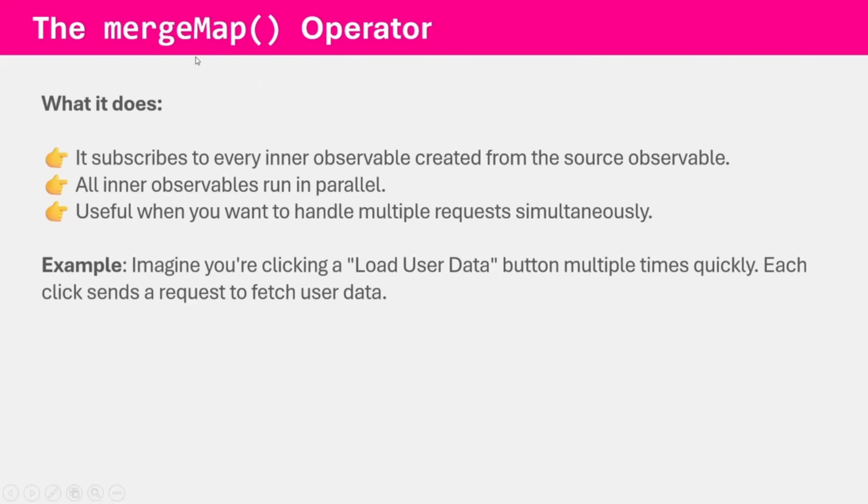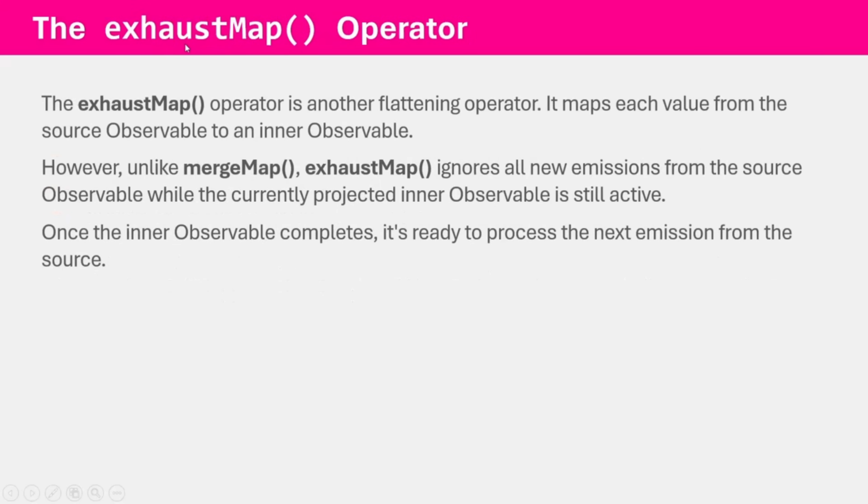Now, just like mergeMap, we also have exhaustMap. So exhaustMap operator is another flattening operator, and it maps each value from the source observable to an inner observable, just like mergeMap. But exhaustMap ignores all the new emissions from the source observable while the currently projected inner observable is still active. Okay, and once the inner observable completes, it's ready to process the next emission from the source.